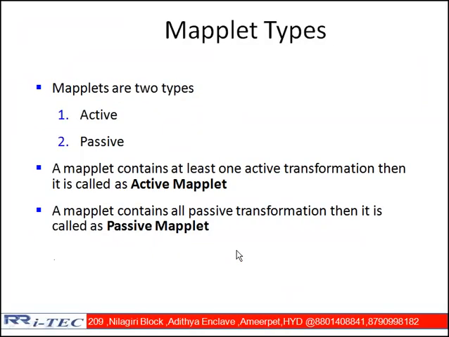Now, if you see the next one, these Mapplets are of two types. One is called active and the second is called passive. If a Mapplet contains at least one active transformation, then it is called an active Mapplet. So based on the transformations it has, it decides whether the given one is an active Mapplet or a passive Mapplet. If a Mapplet contains all passive transformations, that is called a passive Mapplet.